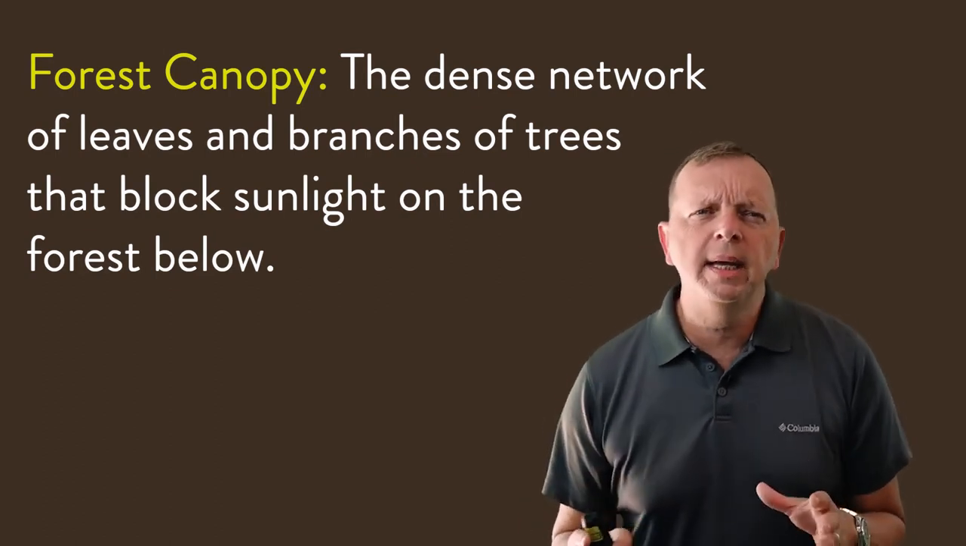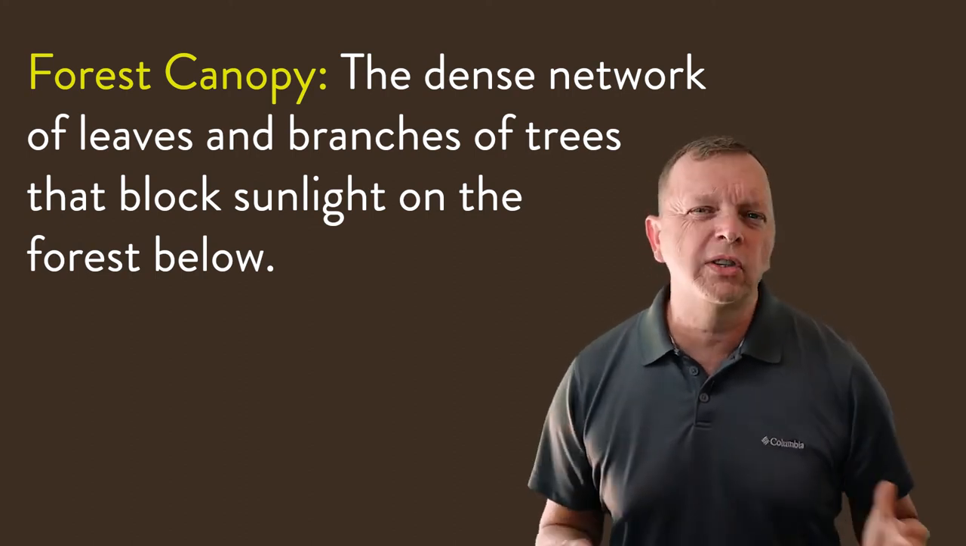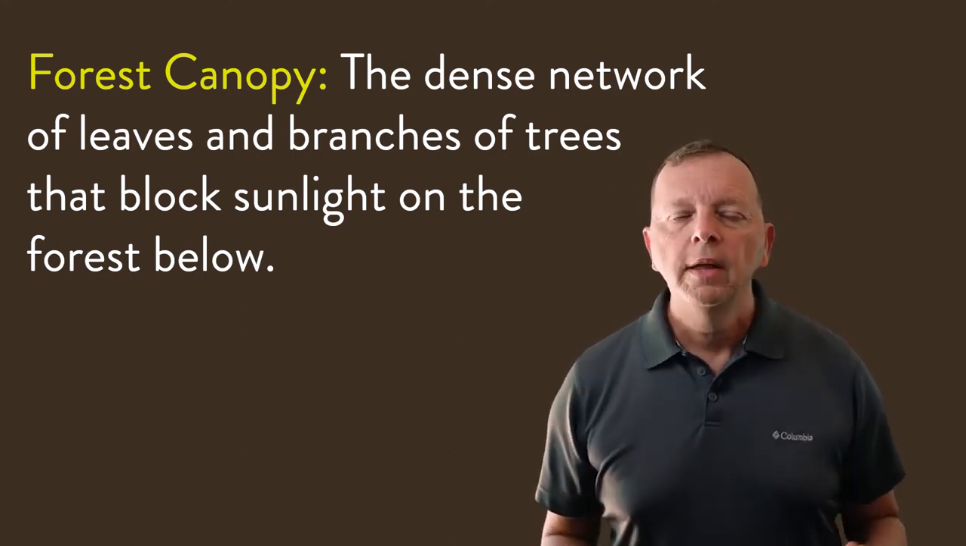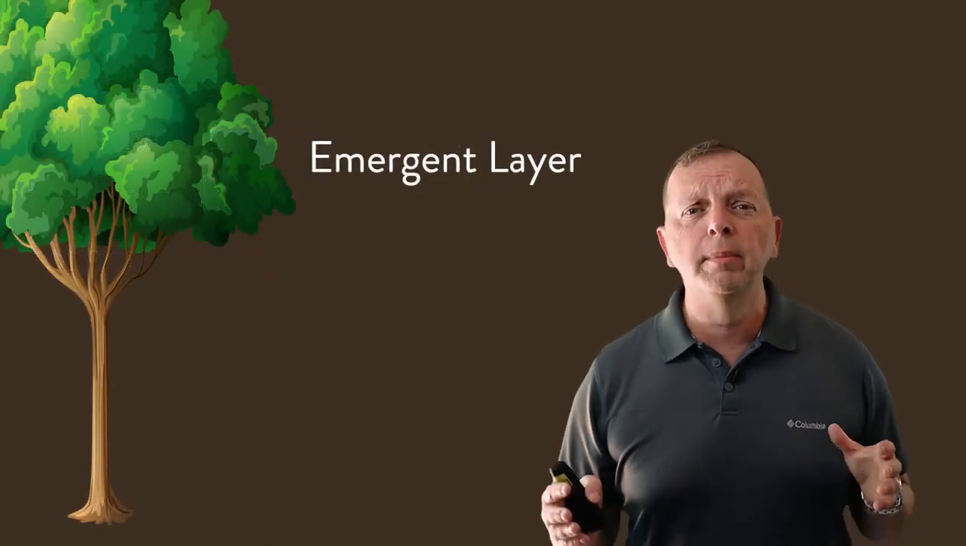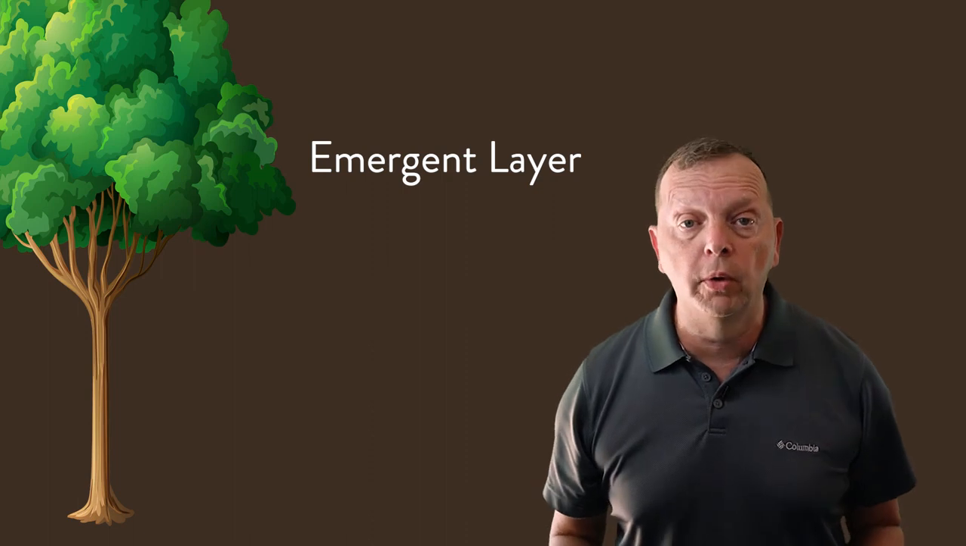Essentially, a tree canopy consists of the leaves and branches that actually provide the shade below. This is kind of like an umbrella of leaves. The tallest trees create what is called an emergent layer. With trees as tall as 200 feet, this layer is going to receive the most daylight.